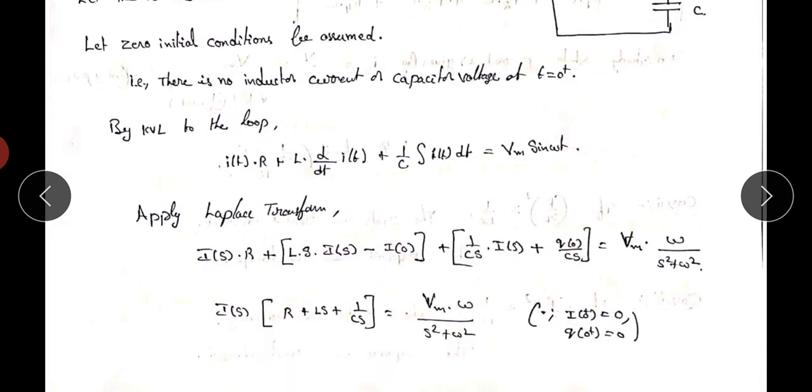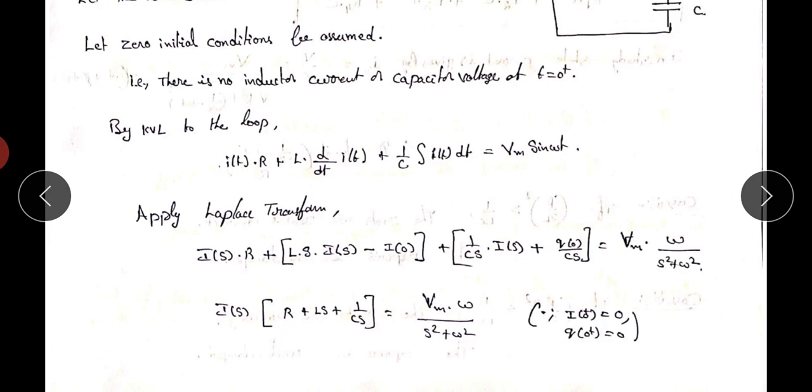So now, by applying the Laplace transform: the Laplace transform of i of t equals I of s. The Laplace transform of d by dt of i of t equals s into I of s minus i of 0. Next, the Laplace transform of the integration equals 1 by s into I of s plus the initial charge value or initial voltage value.